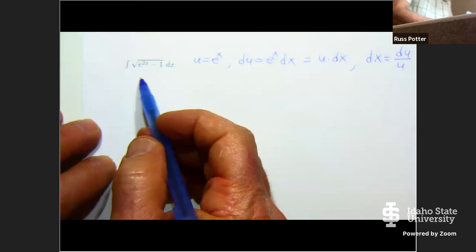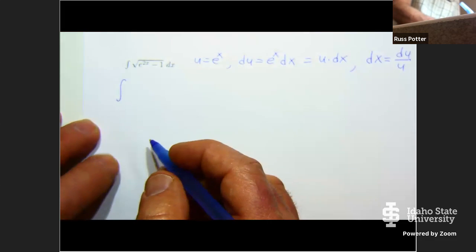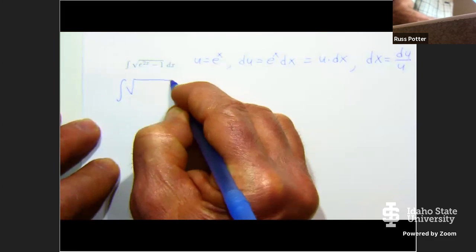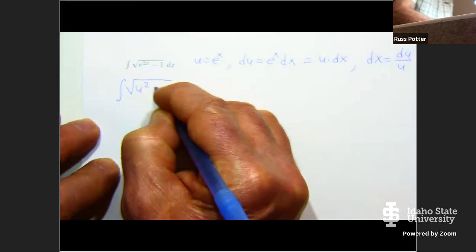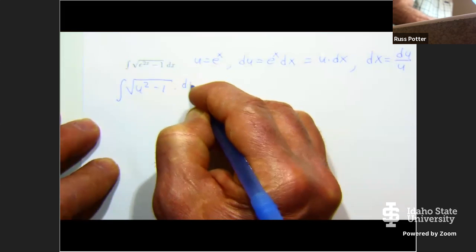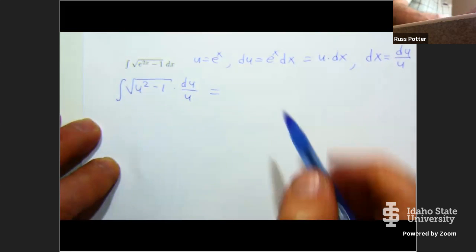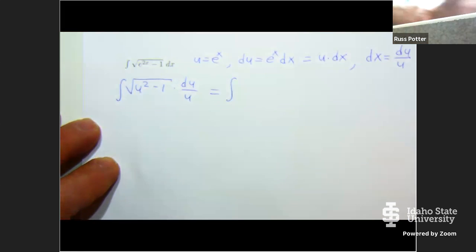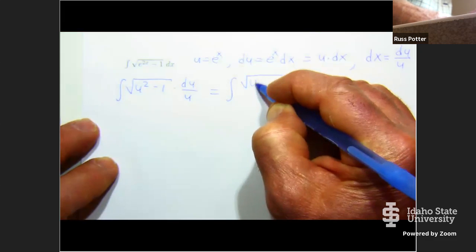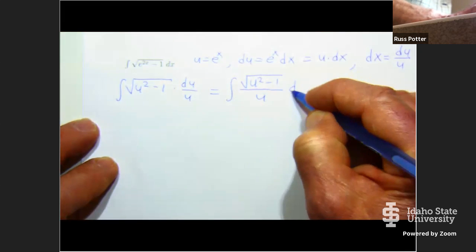And then we'll make substitutions, and we get the indefinite integral of the square root of u squared minus 1 times du over u. We'll write it in a more conventional way: the indefinite integral of the square root of u squared minus 1 over u du.